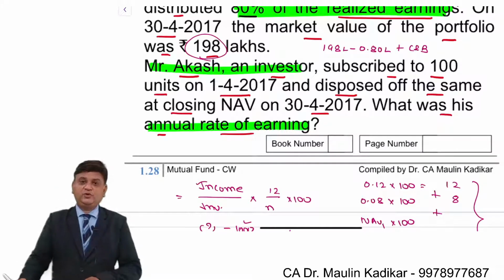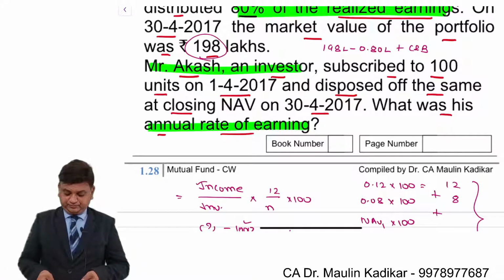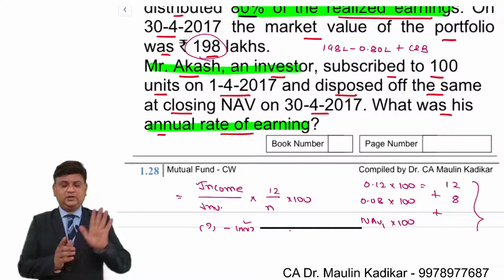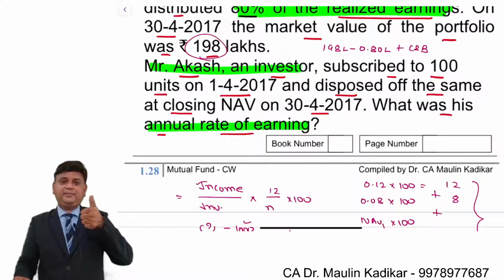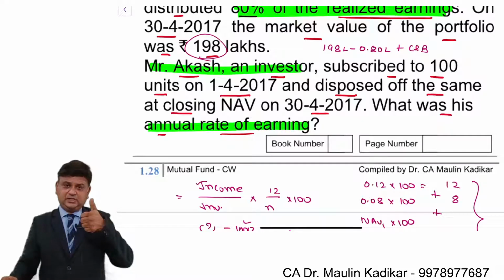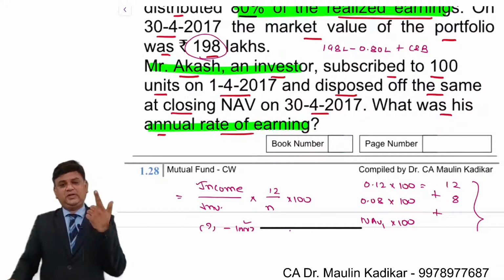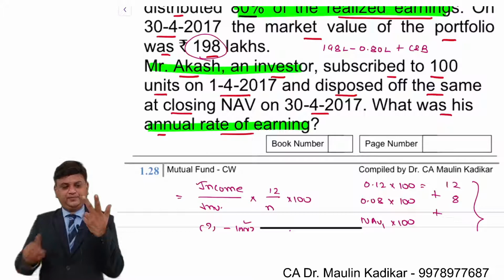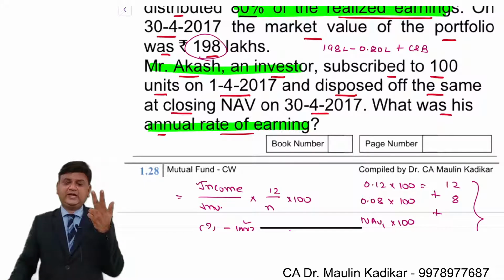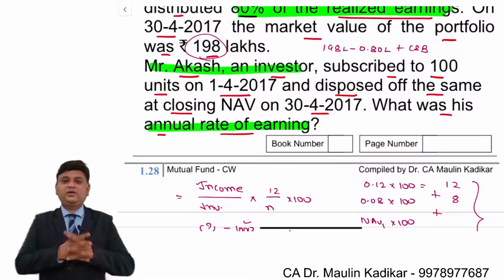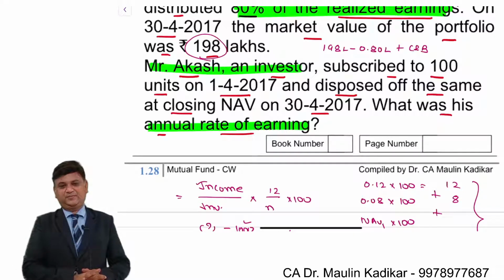So the sequence of doing the answer will be something like this. Listen to me carefully. We'll make the calculation of the capital gain distributed to the investor. We'll compute the dividend income distributed to the investor. We'll make the calculation of the cash and bank balance, that is, the cash at bank at the end of the month. We'll compute the NAV per unit at the end of the month. And finally, we'll compute the return to the investor.